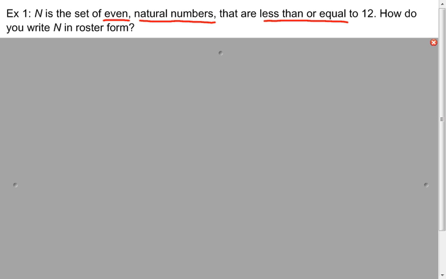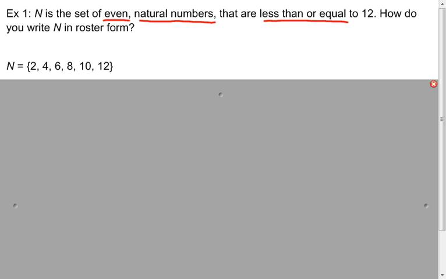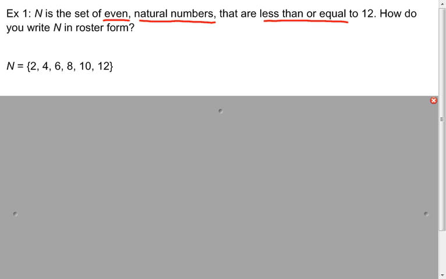So if I made a list of all of the numbers that made sense with all of these things, less than or equal to 12, natural numbers and even, I would get this list. 2, 4, 6, 8, 10, and 12. All of those are less than or equal to 12. They're natural, and they're even. And I put them in a list. That's what roster form means, put it in a list.